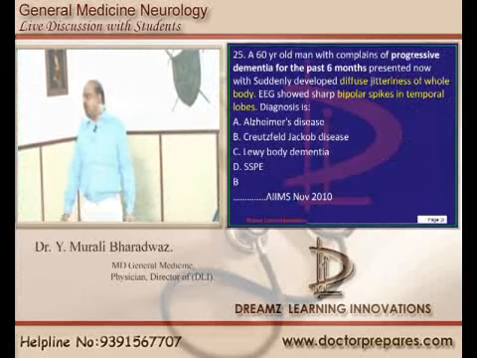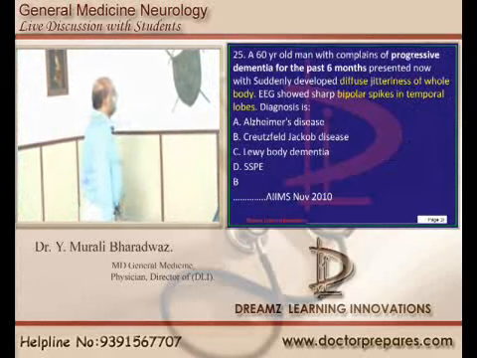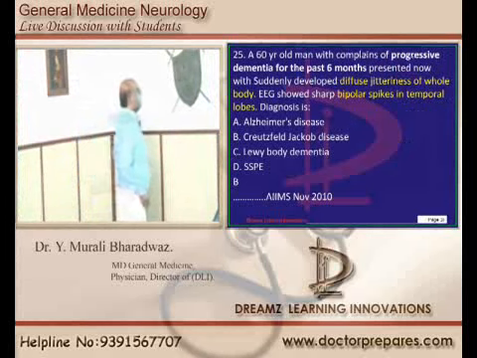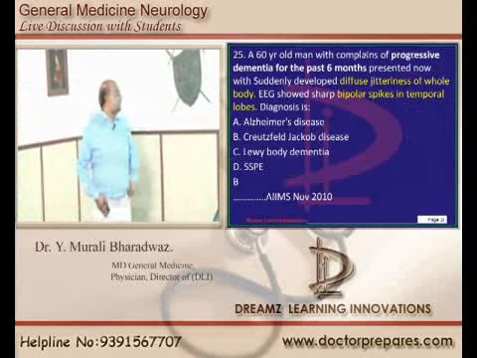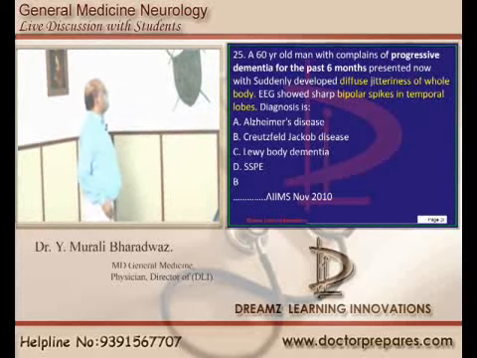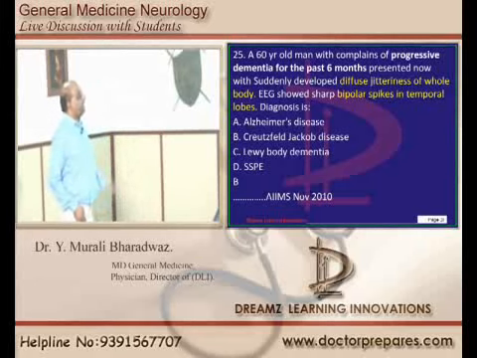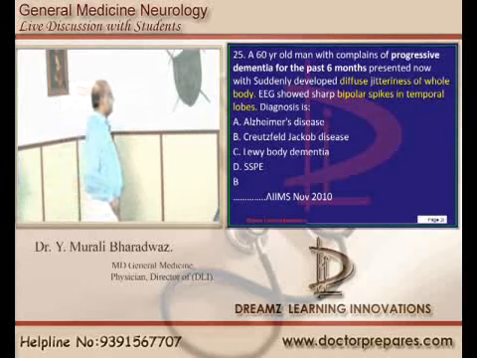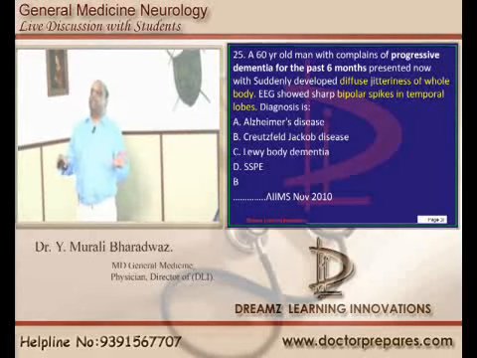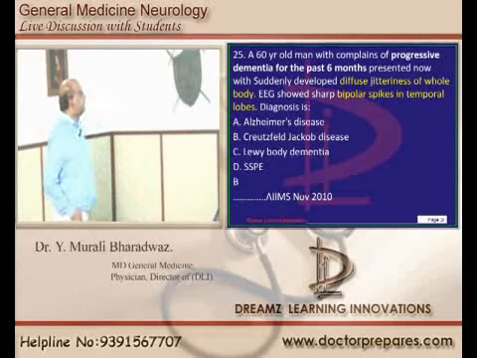A 60-year-old with complaints of progressive dementia for the past 6 months suddenly develops jitteriness of the whole body and EEG is showing bipolar spikes in the temporal lobes. What is the most likely diagnosis? So doctor, we need to know what are the specific EEG patterns and diagnostic of what.